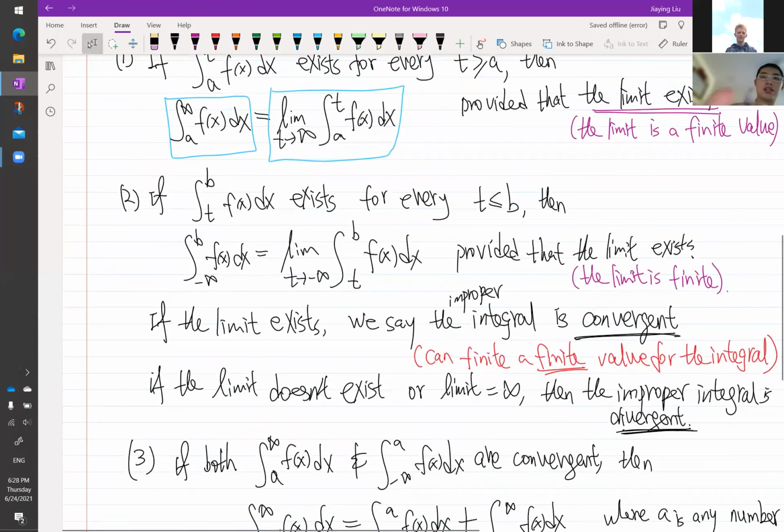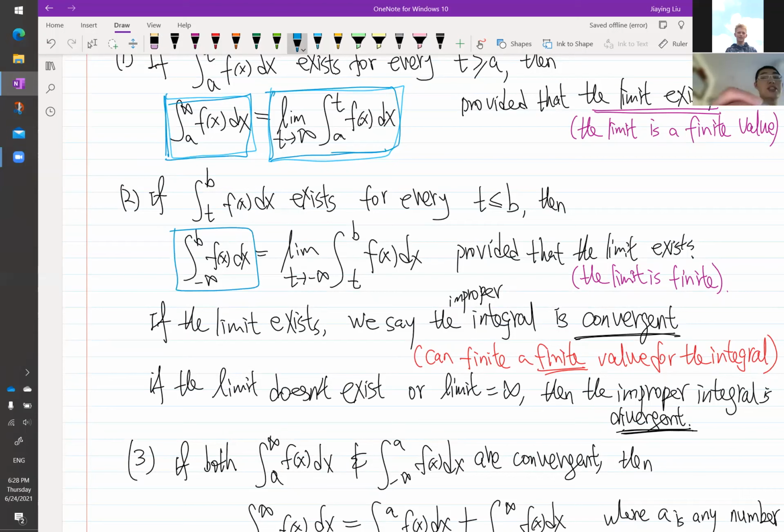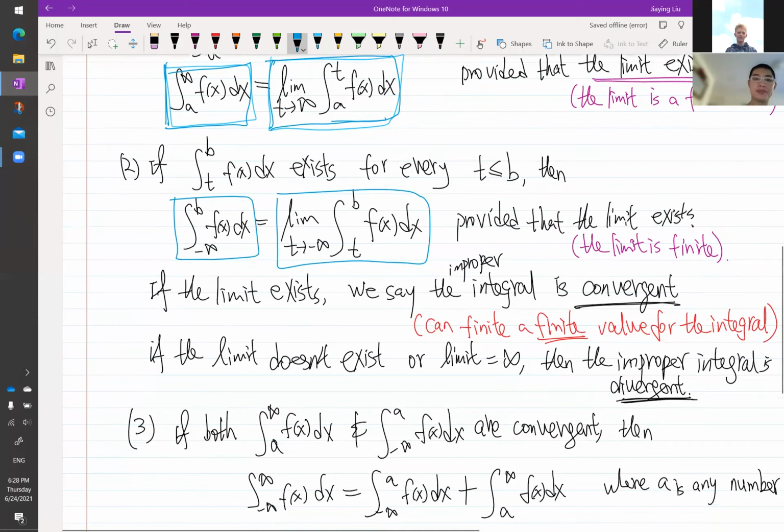But I just want to point out that all those definitions are useful when you try to find the integral. So, for example, like I said earlier, if you have an integral going from a to positive infinity, you're going to rewrite it using the limit and the integral definition and then try to find the value from there. If you have the integral from negative infinity to a constant b, you're going to rewrite it using this definition and then try to find the value for the integral from there.